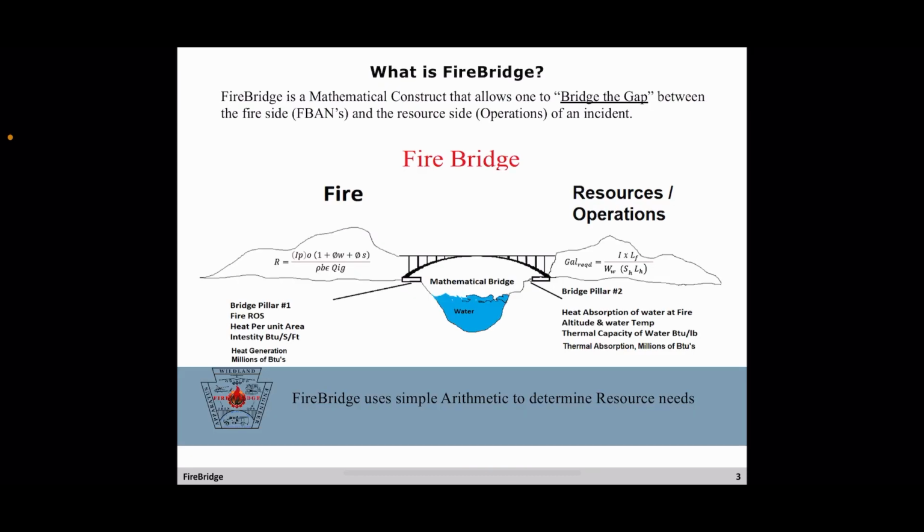So what is FireBridge? First of all, you have to understand that FireBridge is nothing more than a mathematical construct that allows one to bridge the gap between the fire side, which is what the FBANs are telling you is going on with your fire in terms of intensity and rate of spread and flame lengths, and the resource side, which is the operation side. That's where myself as a tender and dozer operator live, and the incident commanders, all of your division supers, task force leaders, strike team leaders, engine captains, etc., and even the crew world and the hotshot world, they're all the operation side. So with that, let's dig right in here.